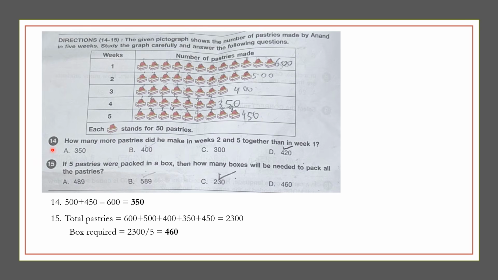Let's see question number 14. How many more pastries did he make in week 2 and week 5 together than in week 1? So week 2 is 500 and week 5 is 450. So the total is 950. And then we have to subtract week 1, which is 600. So 500 plus 450 minus 600 equals 350. So our answer is option A.